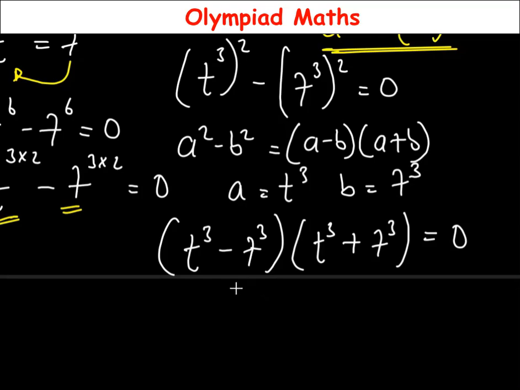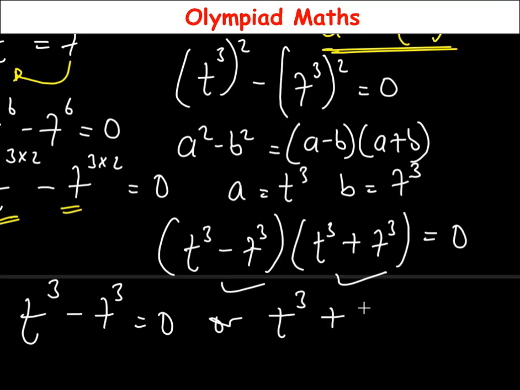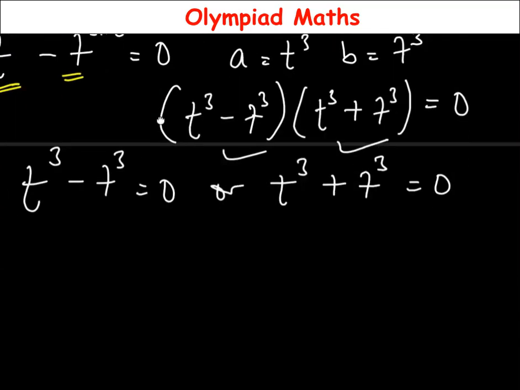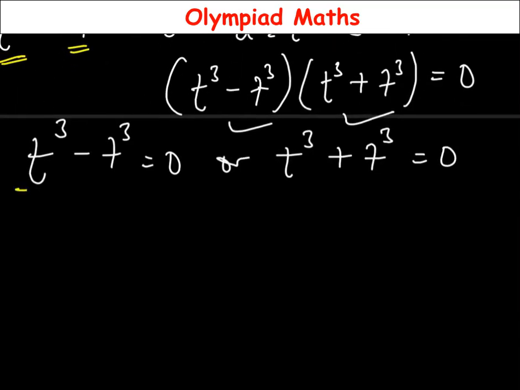And from here, this can be equal to 0. Both of them can be equal to 0. So t raised to power 3 minus 7 raised to power 3 is equal to 0, or t raised to power 3 plus 7 raised to power 3 is equal to 0. So let's first start with this first one right here: t power of 3 minus 7 power of 3 is equal to 0. Let's solve for the value of t from this equation.